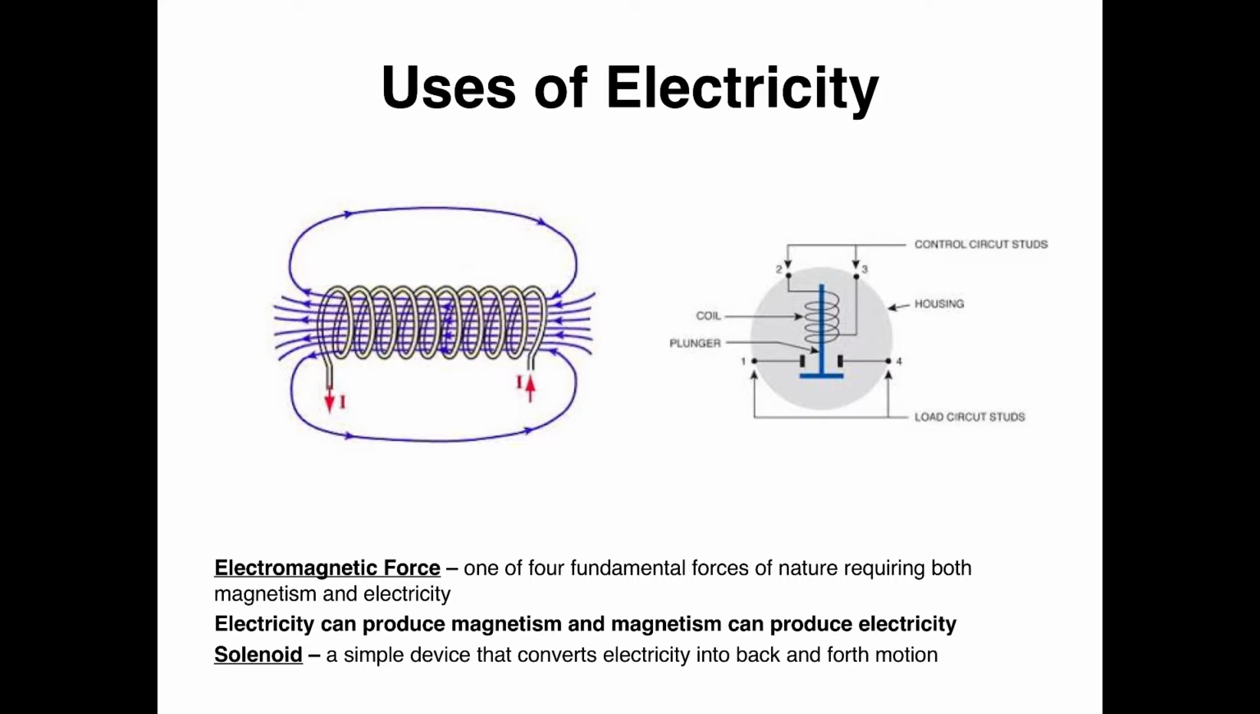A solenoid is a device that converts electricity from back and forth motion. And this is shown on the right here. What you do is you take a coil, and you move a plunger in and out of this coil, which would be up and down on the diagram as you see it here. As that magnetic plunger moves up and down through this coil, it will generate electricity and allow that to be used.